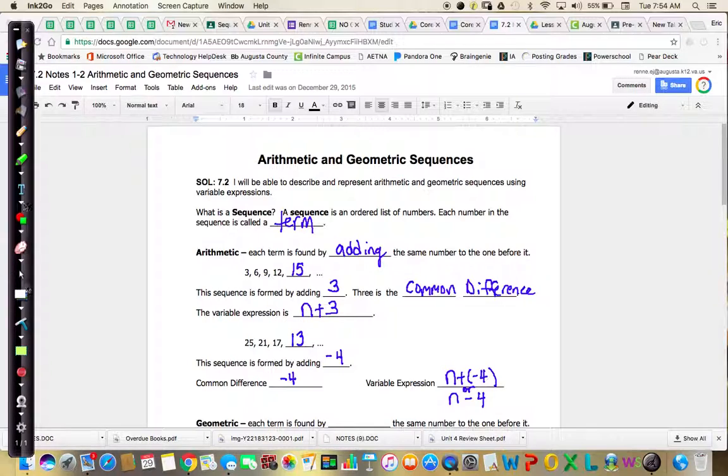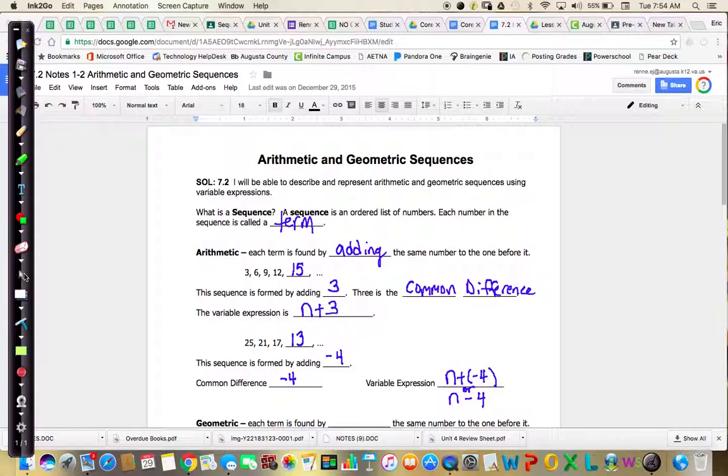So to recap, an arithmetic sequence is a sequence found by adding the same number to the one before it. So you're adding the same number each time. We can be adding positives, we can be adding negatives. We can also add fractions as well, or even decimals.